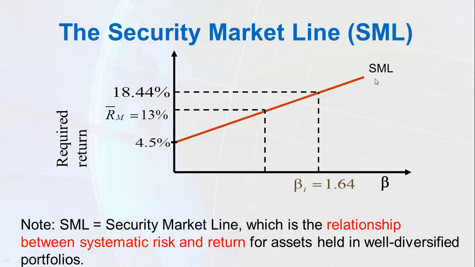So this is SML. SML is basically the CAPM equation. Here, this is the risk-free rate plus beta times the market risk premium. This one is the market risk premium. So you multiply beta with the market risk premium, and you get the required rate of return on this security.